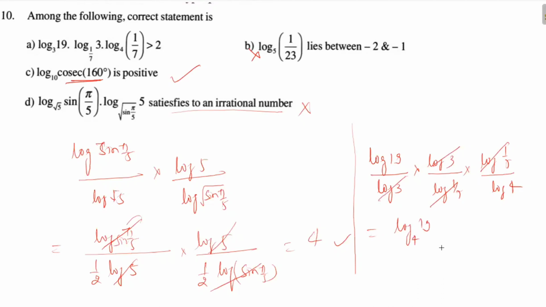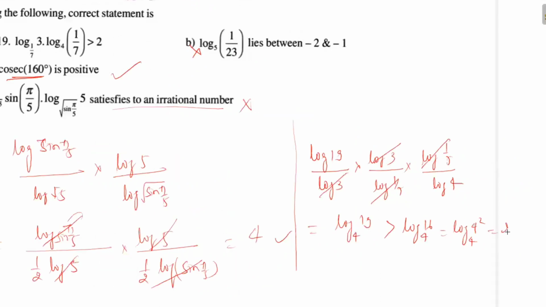Now look at this. This number is actually greater than log 16 to the base 4. Why did I look at that? Because 16 is nothing but 4 square. So this is 4 square to the base 4, which is nothing but 2 itself. So I can say that this number is actually greater than 2. So this is also true.